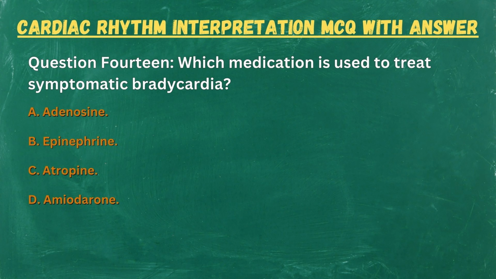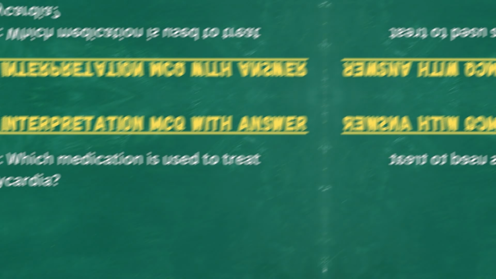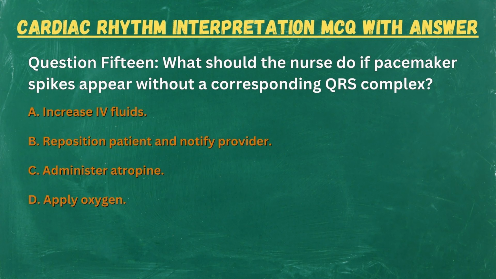Question 14. Which medication is used to treat symptomatic bradycardia? A. Adenosine. B. Epinephrine. C. Atropine. D. Amiodarone. Answer: C. Atropine.